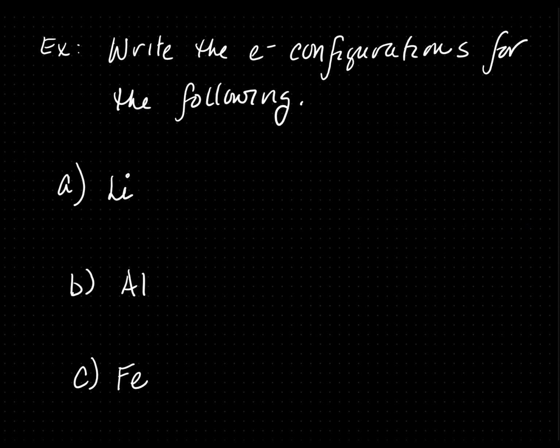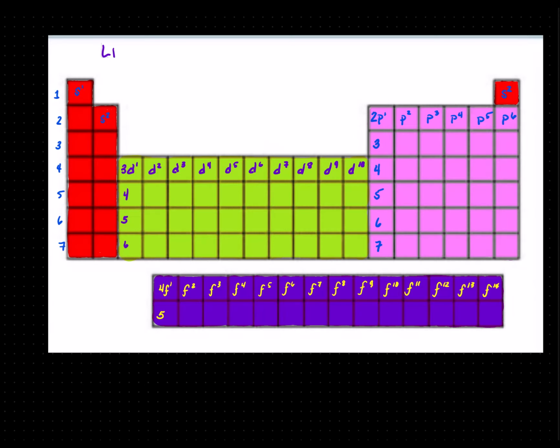So write the electron configuration for the following: lithium, aluminum, and iron. So for lithium, lithium is located right here. This is Li. So we're going to fill from the lowest to the highest. So this is going to be 1s2. It's going to be completely filled. Then we go to the second row, and lithium is in period 2, s1. So it's 3 electrons.